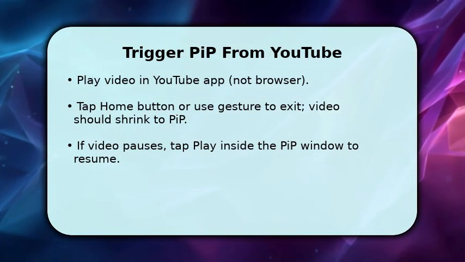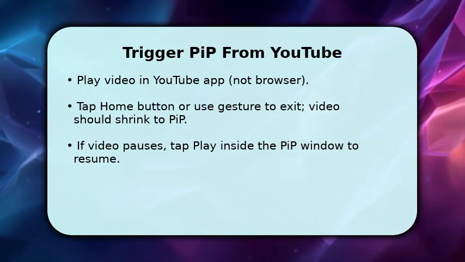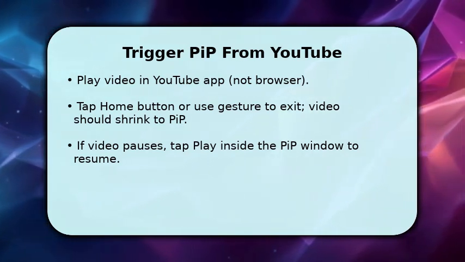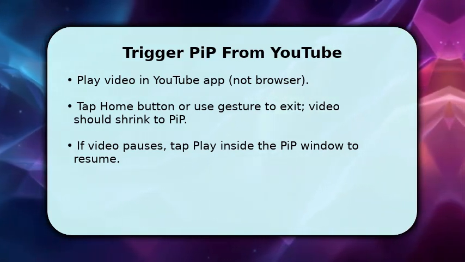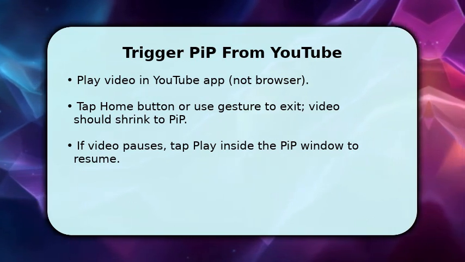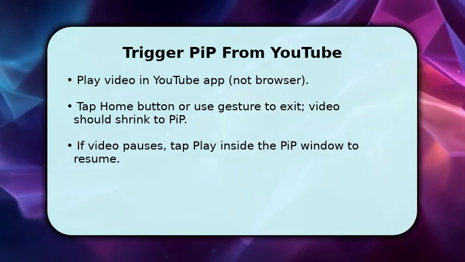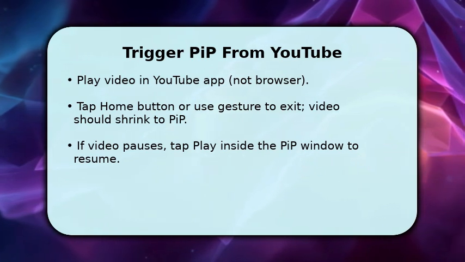With PiP enabled, play a video inside the YouTube app. This must be the app, not Chrome or another browser. While the video is playing, press the home button or use your home gesture. The player will automatically shrink to a movable PiP window.